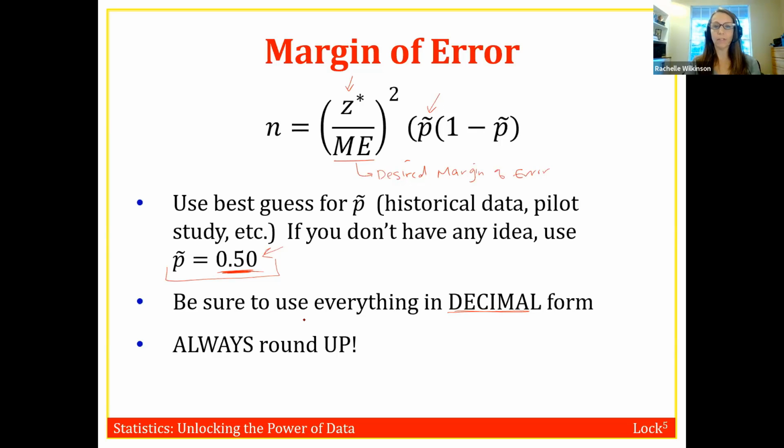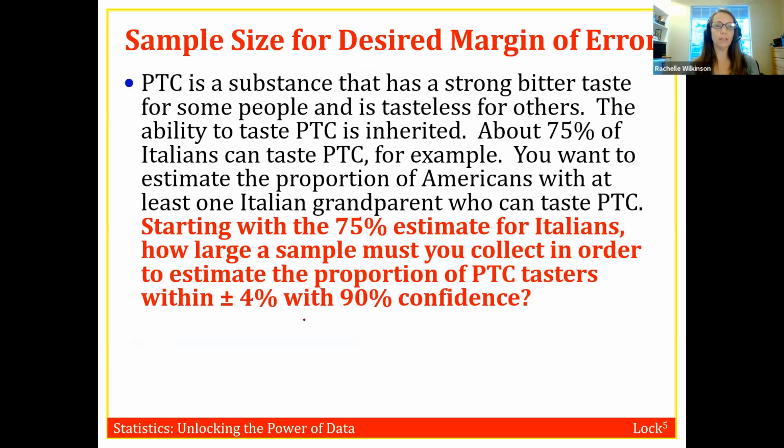So let's look at a couple of examples, and this will totally make sense. So first one, PTC is a substance that has a strong bitter taste for some people and is tasteless for others.